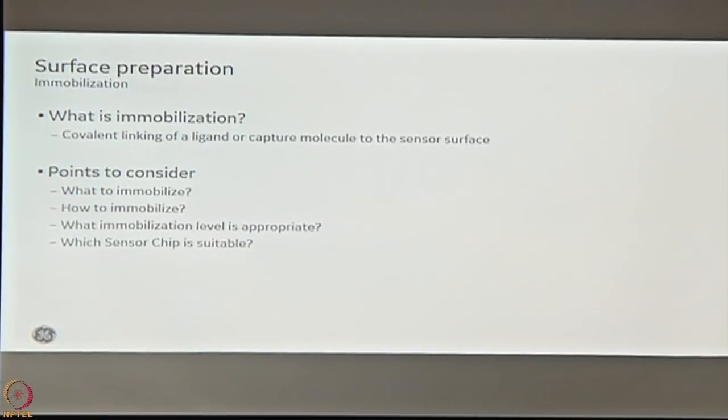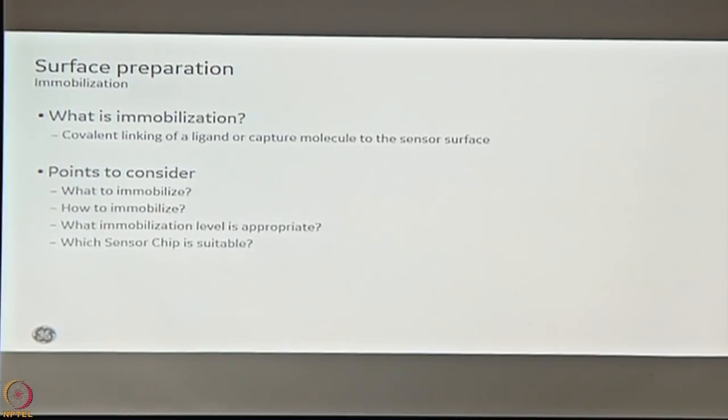So points to consider: first, which one you would like to immobilize, then how you would like to immobilize, which chemistry you are going to use, whether you are going to use the direct binding approach or the indirect binding approach, all these things, right.